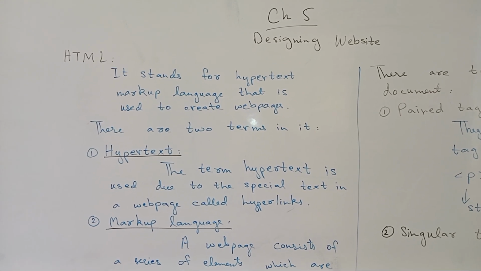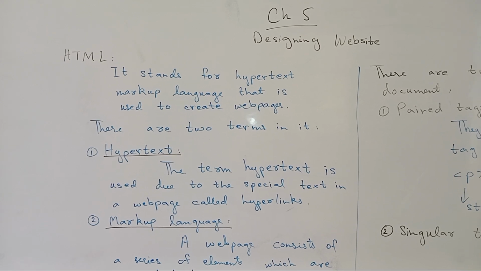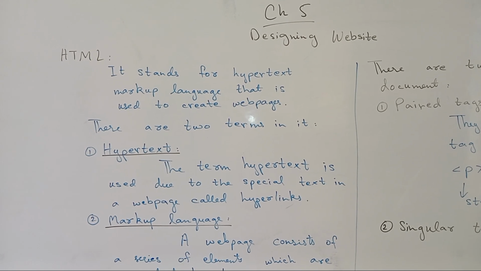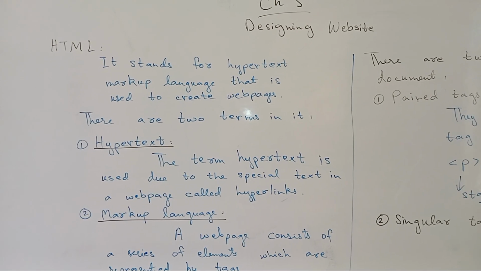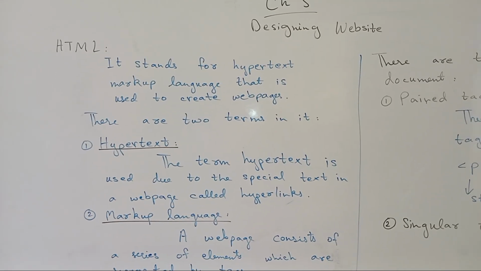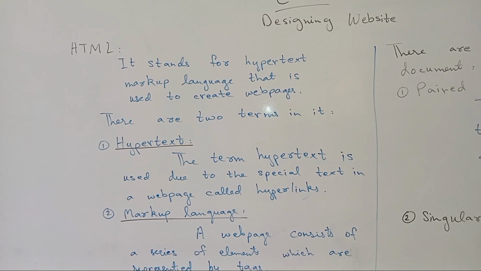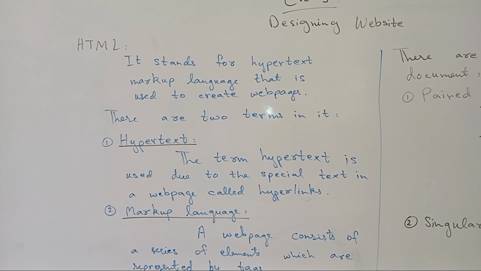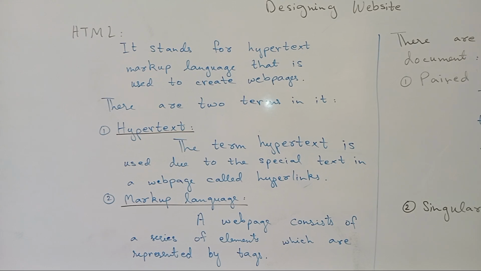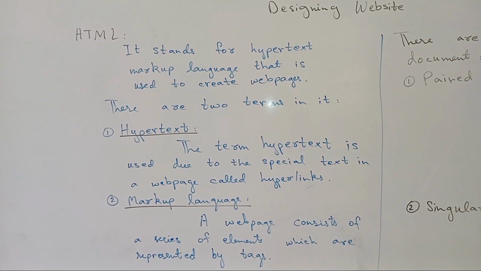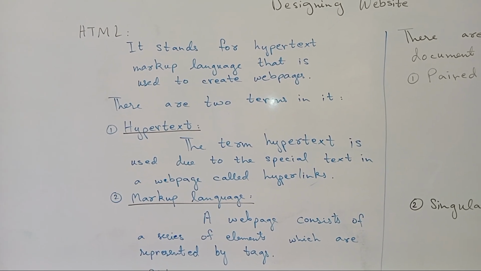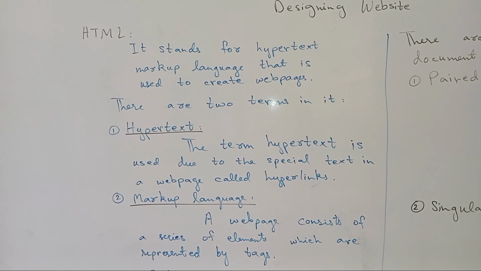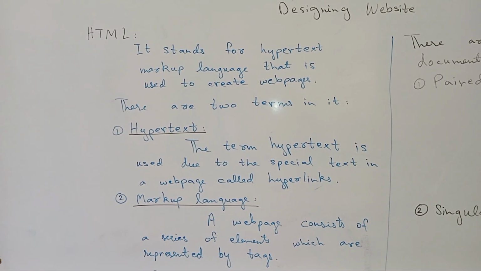So first we have to know what HTML basically means. It stands for hypertext markup language, which is used to create web pages. As you know, when you send a request to a web server through a web browser to access a web page, in response the web browser will understand HTML and display the contents of that web page.